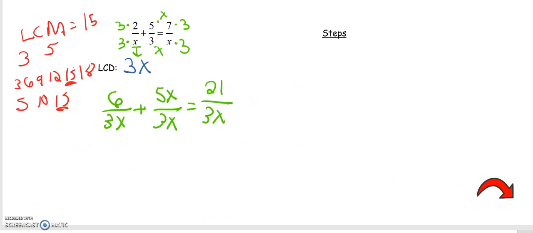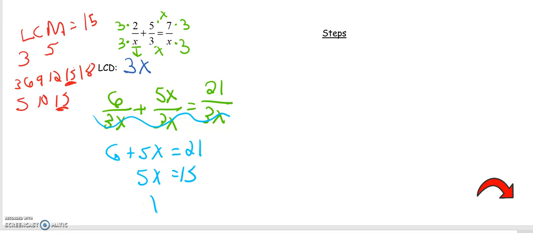Okay, there we go. What's nice about this is now they all have a 3x on the bottom, so no matter what, the bottoms are going to be the same and you can kind of ignore them, which means I now have a 6 plus 5x equals 21, and solve it, just like up top. That's going to give you 5x equals 15, x equals 3.